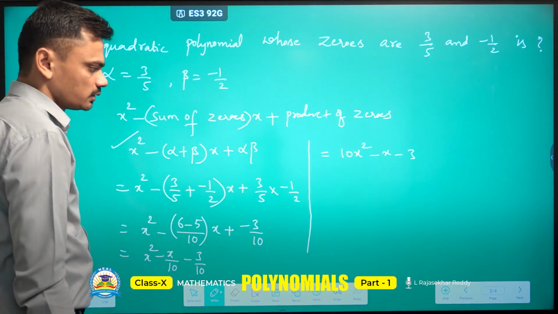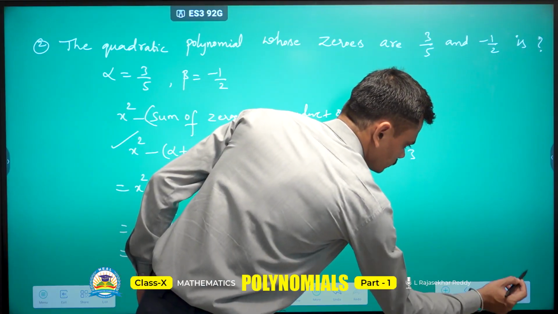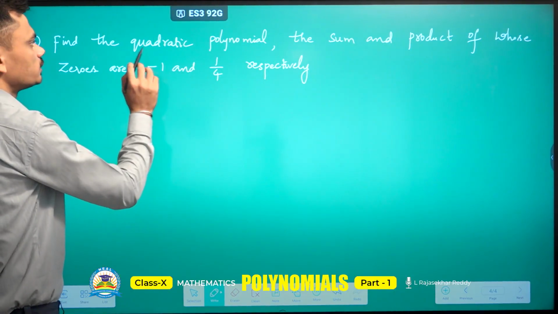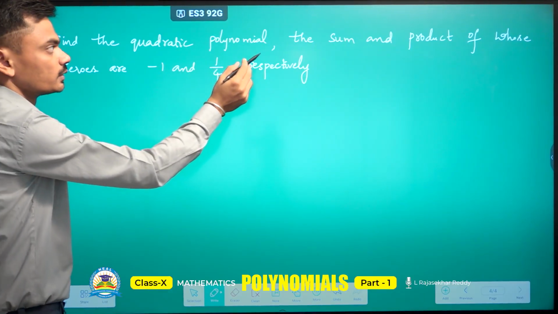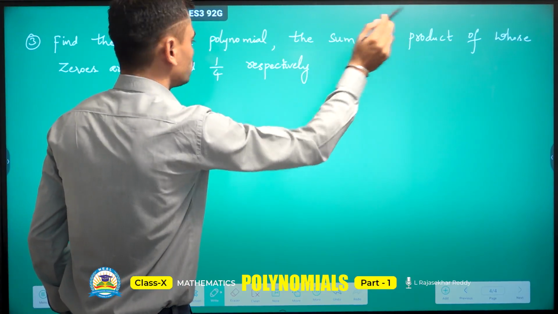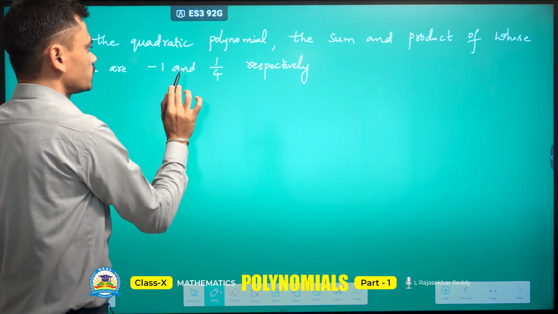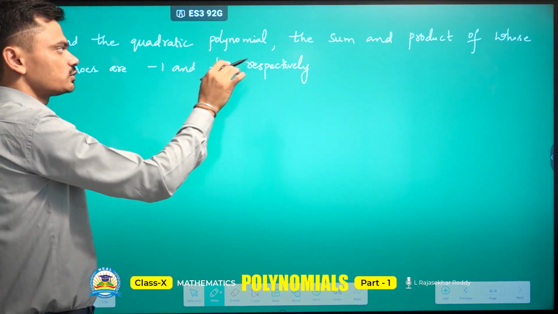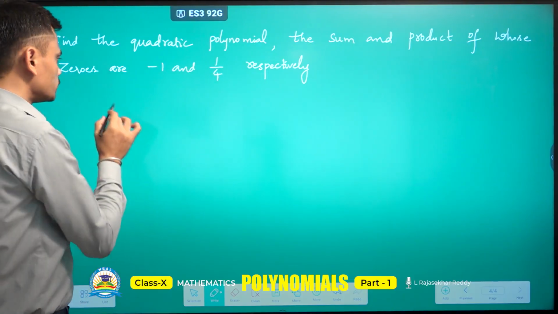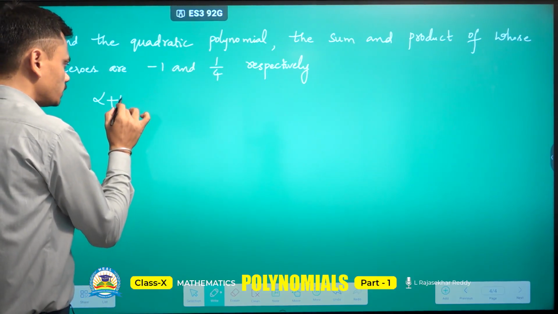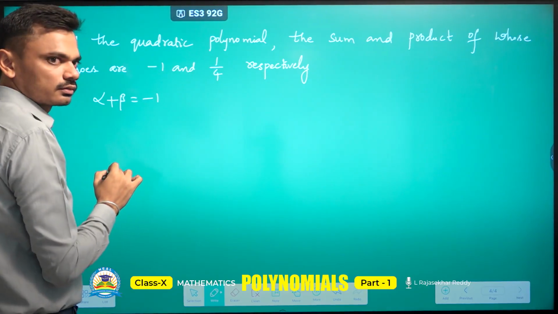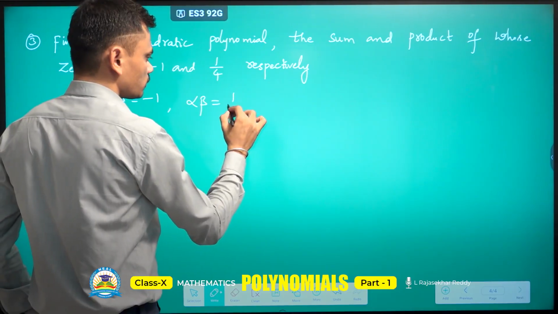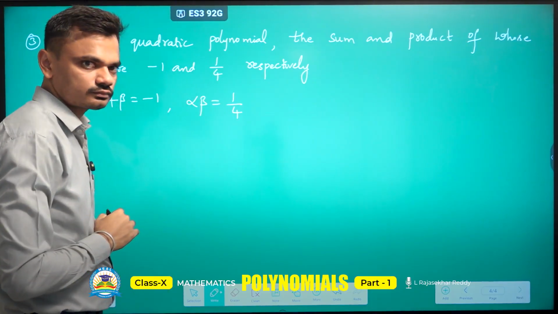Okay. Next, see here there is one more question. Find the quadratic polynomial, the sum and product of whose zeros are -1 and 1/4 respectively. Here the sum of the zeros and the product of the zeros are already given. So alpha plus beta equal to -1, alpha into beta equal to 1/4.